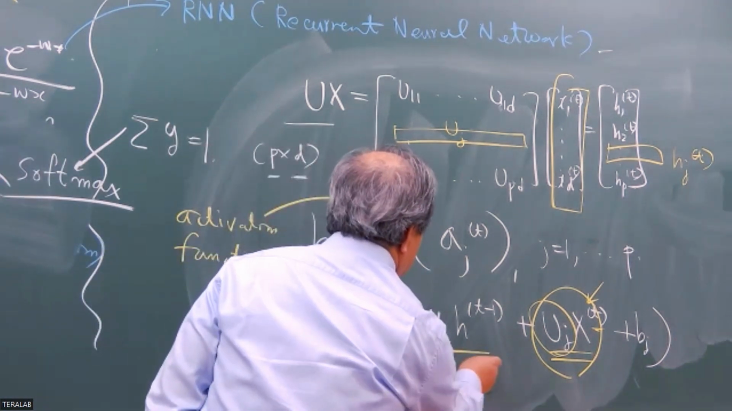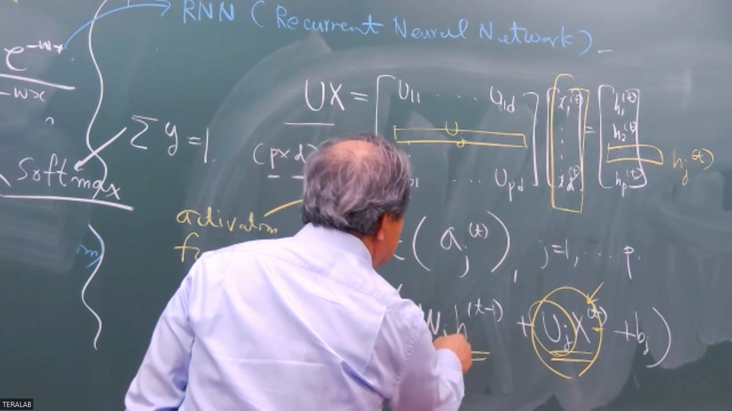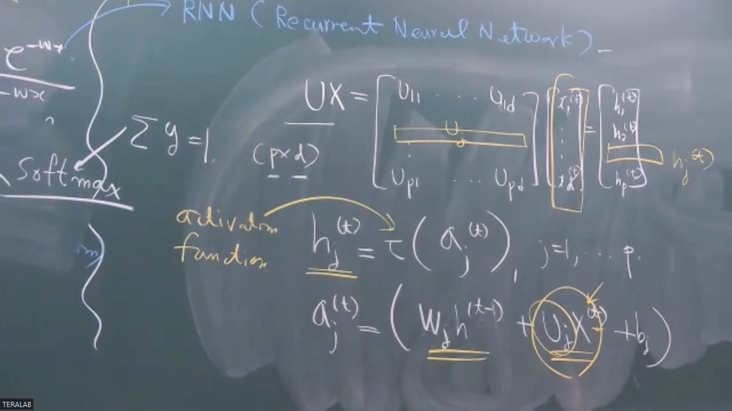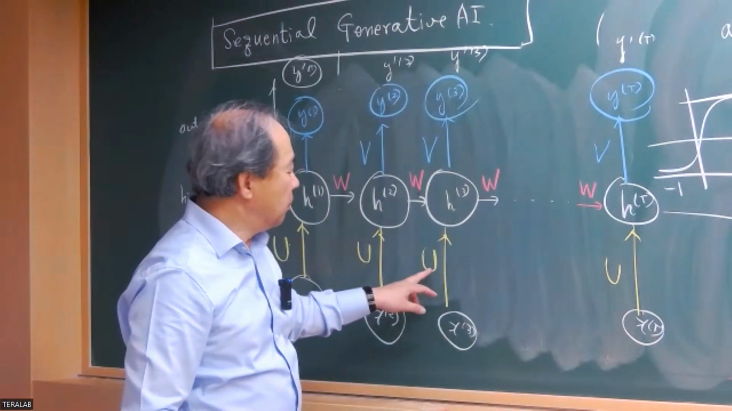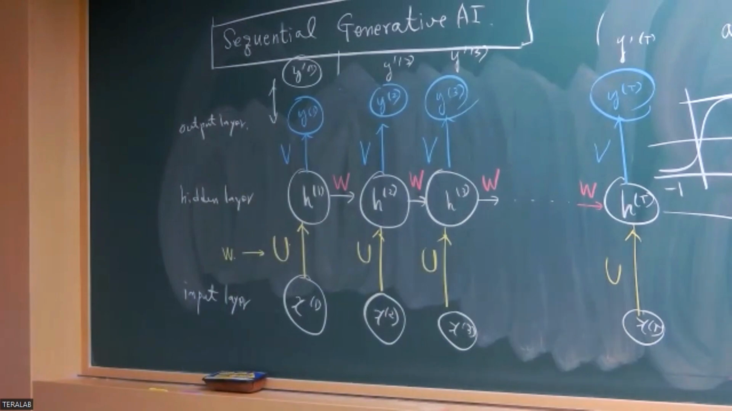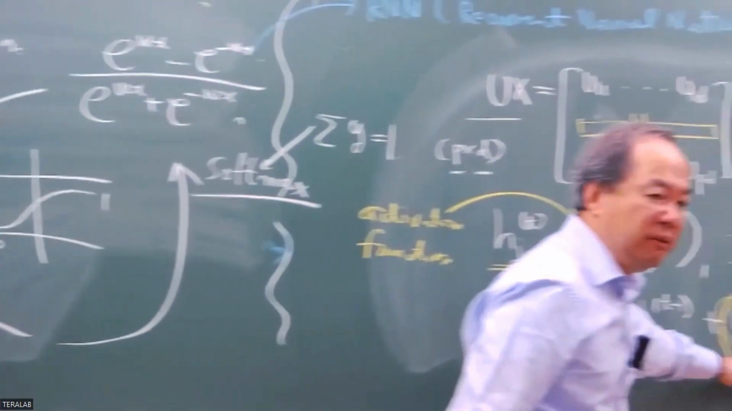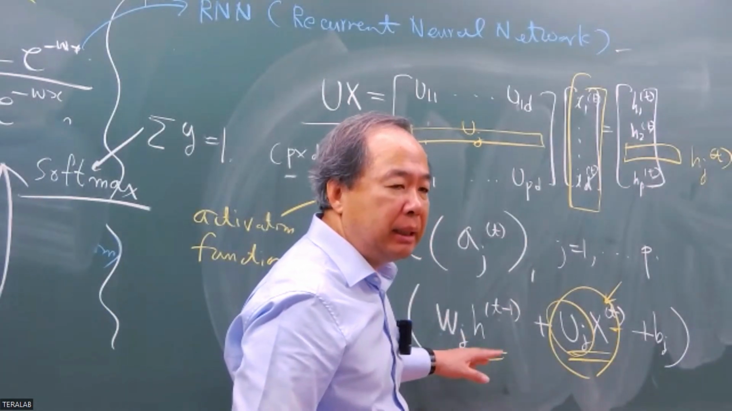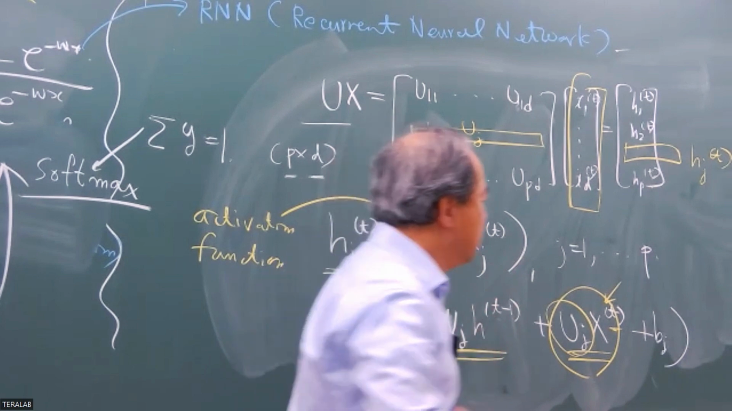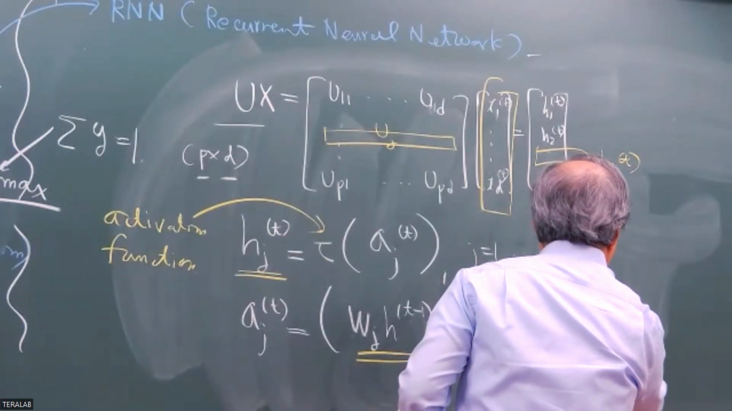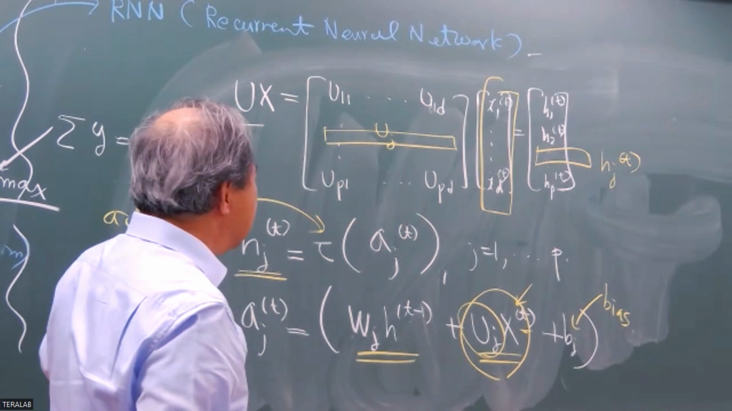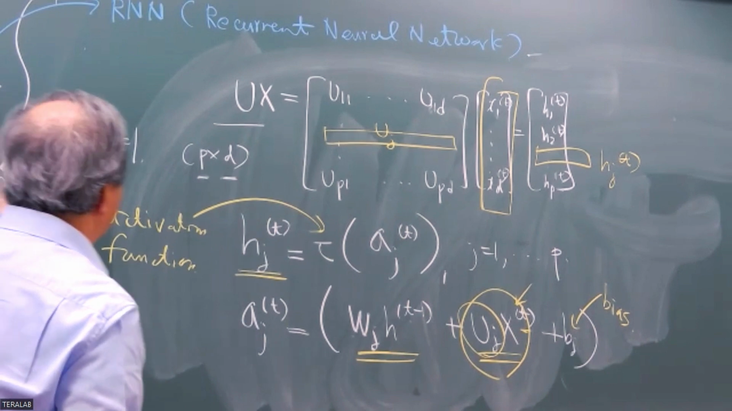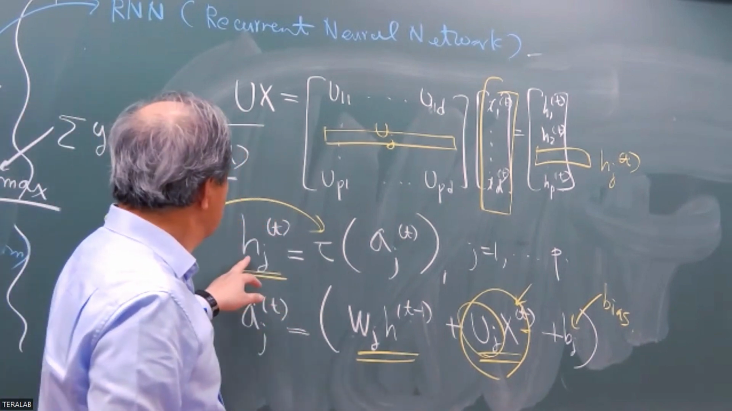Plus W multiplied by the previous hidden state. The previous hidden state is multiplied by the W matrix, and that is added to the input vector multiplied by the U matrix. That is this representation. This is the current information. This is the previous information. They are added, combined together with a bias. That goes to the tangent hyperbolic activation function. That tangent hyperbolic activation output becomes the hidden layer.